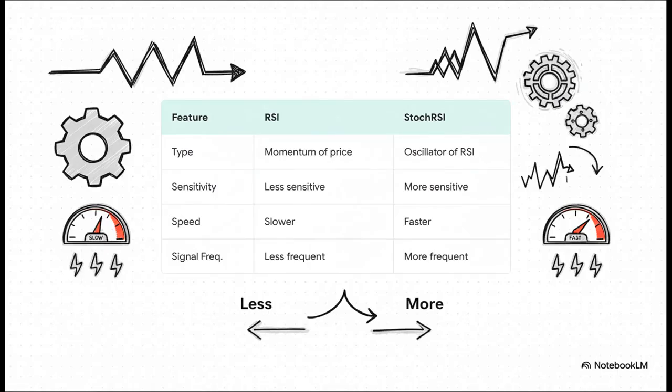I mean, look at the RSI column. It's tracking price, so it's slower, less sensitive, and gives you fewer signals. Now look at the Stoch RSI. It tracks the RSI's momentum, making it way faster, way more sensitive, and because of that, it generates a ton more signals. You are literally trading stability for speed.